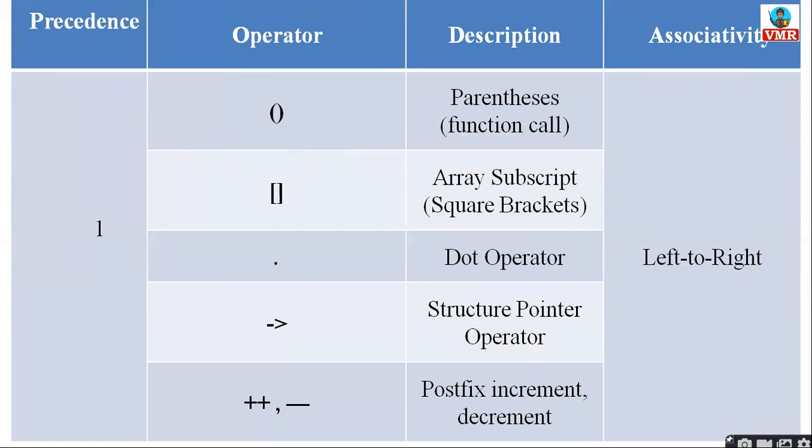So here comes your table. First, precedence 1: the operators with the highest precedence are in the first position. You have the parentheses, square brackets, the dot operator, the structure pointer operator, and post increment and decrement. All these are different operators which have the highest priority, and their associativity is always from left to right. If in one expression you have both normal parentheses and square brackets, you start from the left.